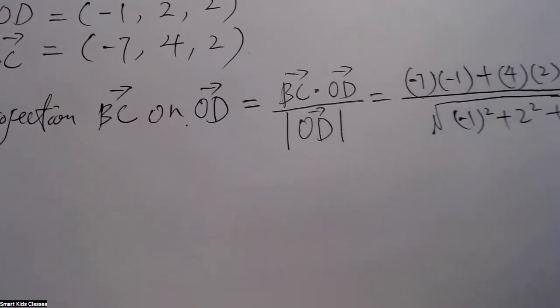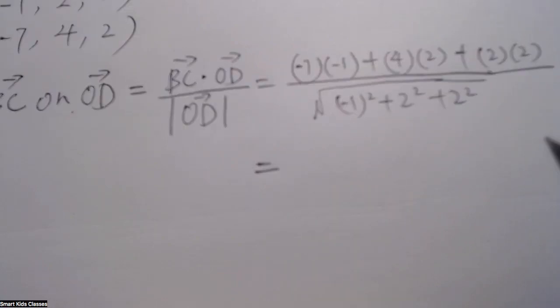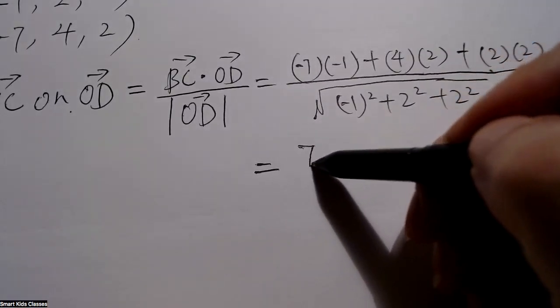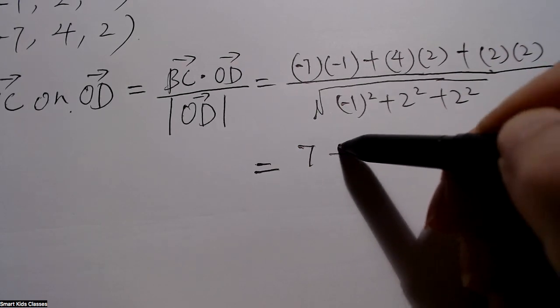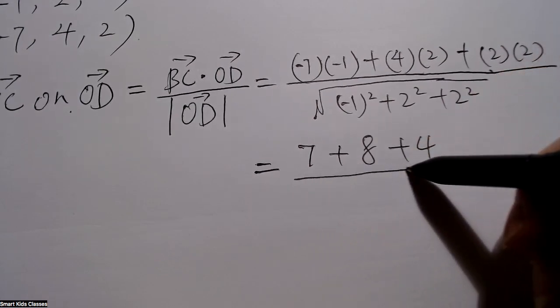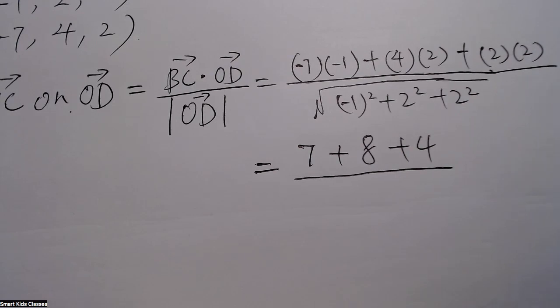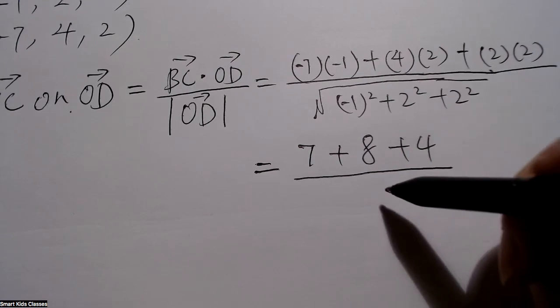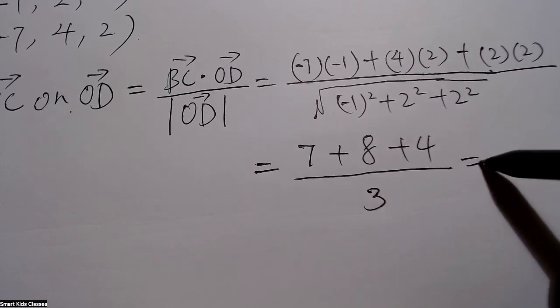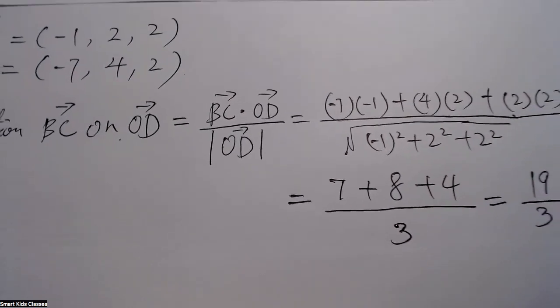So we're going to get the answer here. Now we're going to get +7 and then add 8 and then add 4. And the magnitude of OD, we already did in the last question, is equal to 3. So now we get the final answer. It's going to be equal to 19/3. That's how we do it.